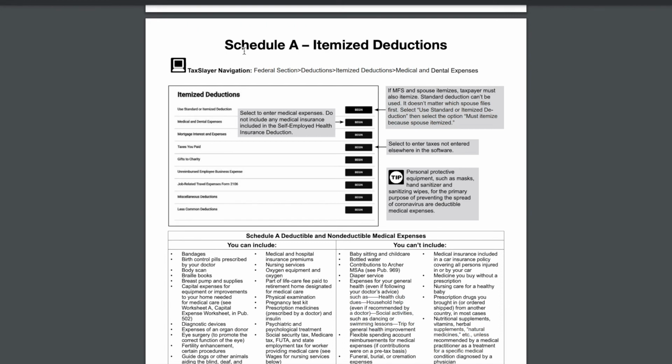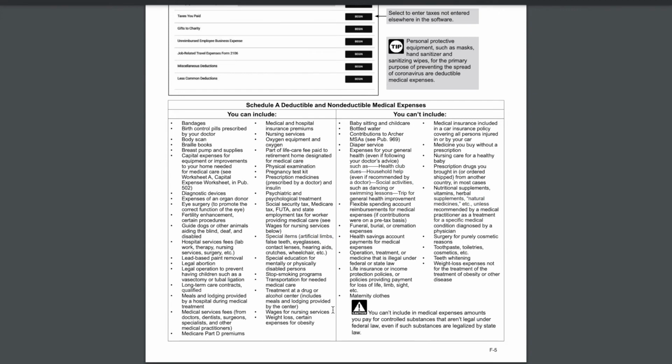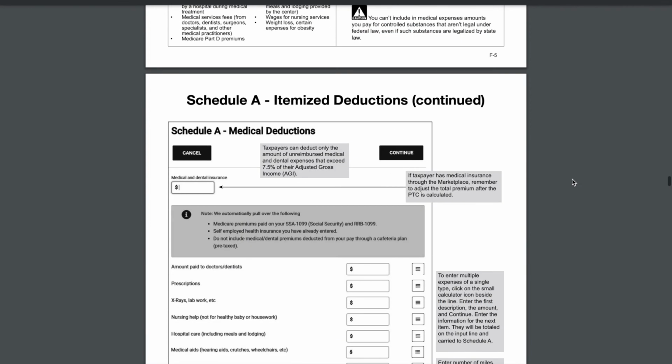And here, this talks about Schedule A, Itemized Deductions, and this shows you how to get to it in TaxSlayer and what it actually looks like when you open it up. This here is why I did not want to include this in my slides, because as you can see, the list of deductible and non-deductible medical expenses is very, very long. So if someone has medical expenses and they're trying to itemize, come to F5 because this is a very all-encompassing list for both what you can include and what you can't include.